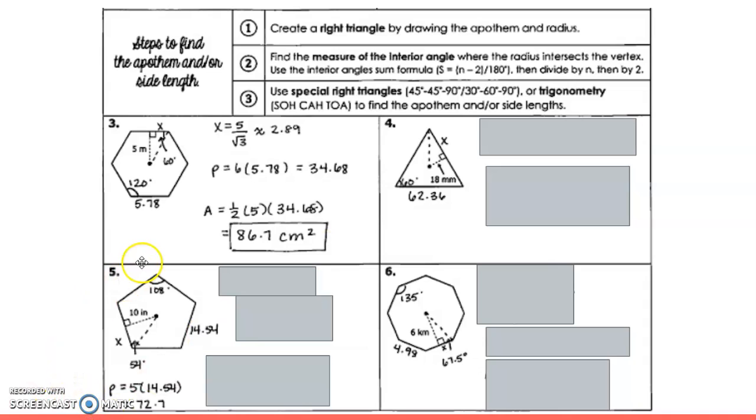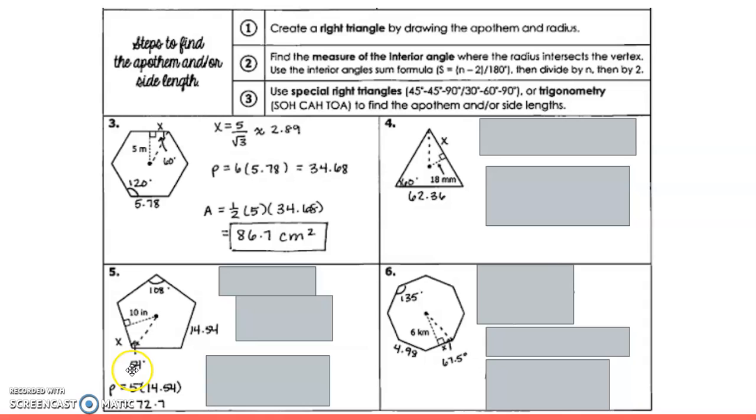We're going to look at example number 5 now. For number 5, the first thing that we need to start with is drawing that right triangle. When I draw my right triangle, I'm drawing in that radius. And then we need to figure out our angle measure. So again, I'm using the number of sides. In this case, it's 5 minus 2 times 180 divided by 5, and that gives me each angle is 108 degrees. So when I cut that in half, this little angle down here is 54 degrees.